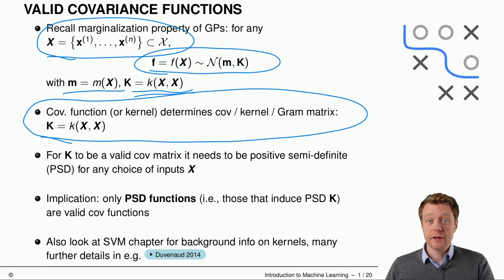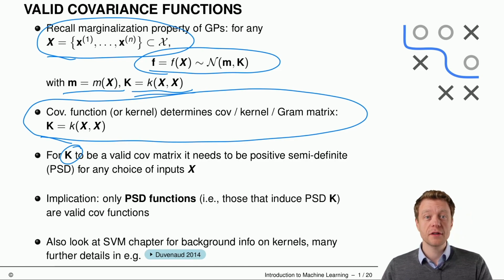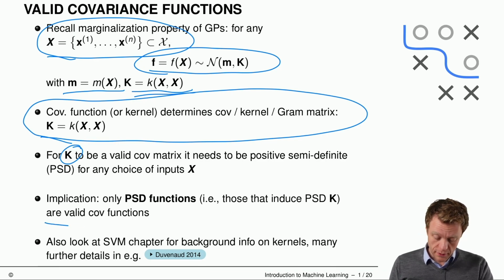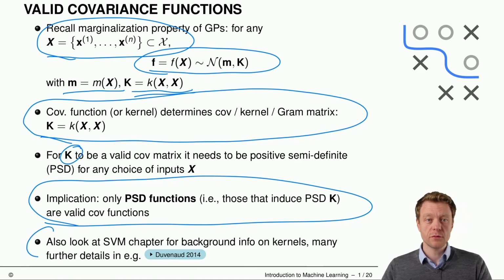And as in support vector machines as well, we want K to be a valid covariance matrix, which means it should be positive semi-definite for any choice of inputs x. This means that the kernel functions k should also be positive semi-definite functions so that we get valid covariance matrices. You can also go back to the chapter on support vector machines where we discuss more on kernels.